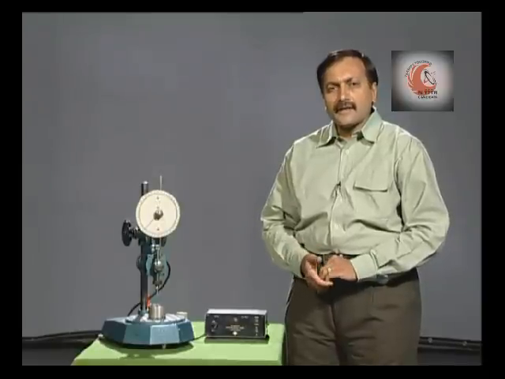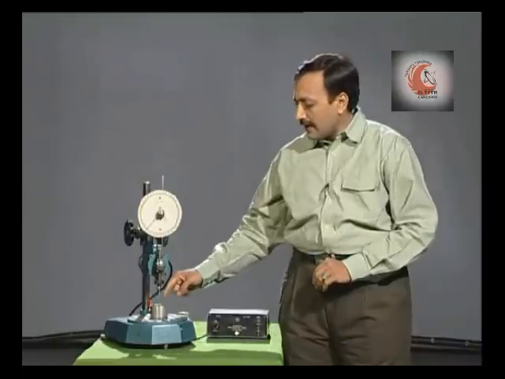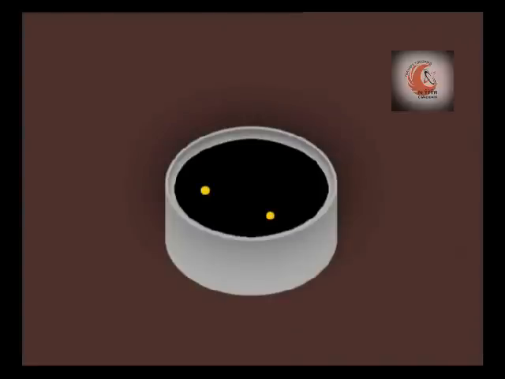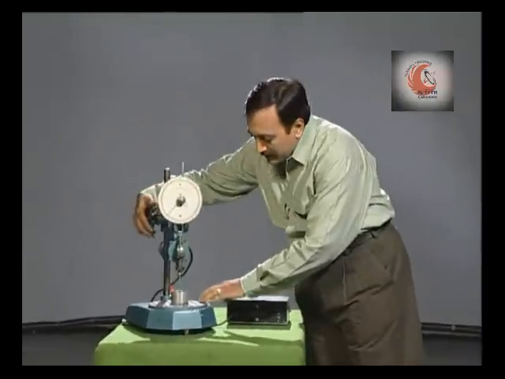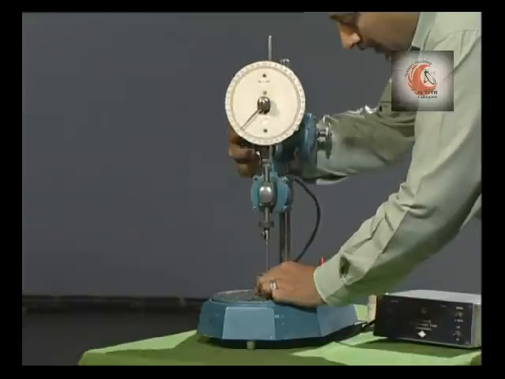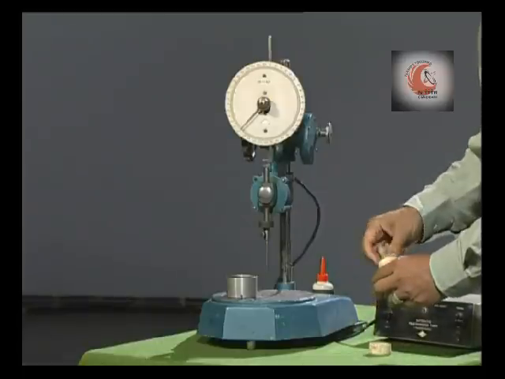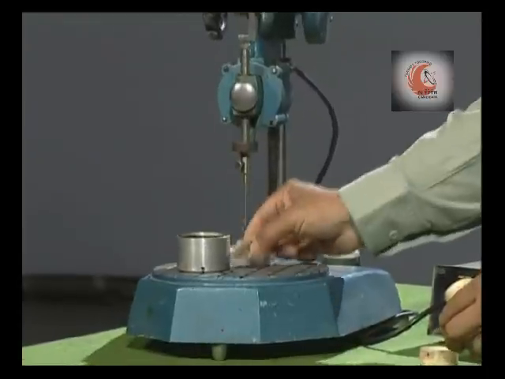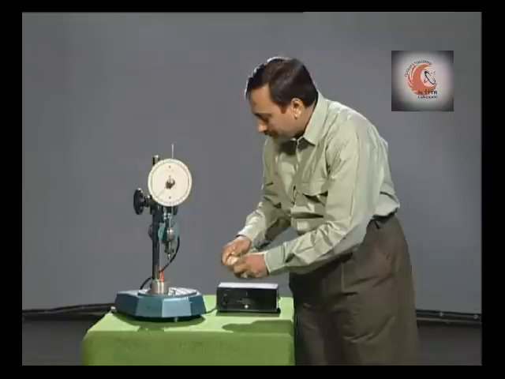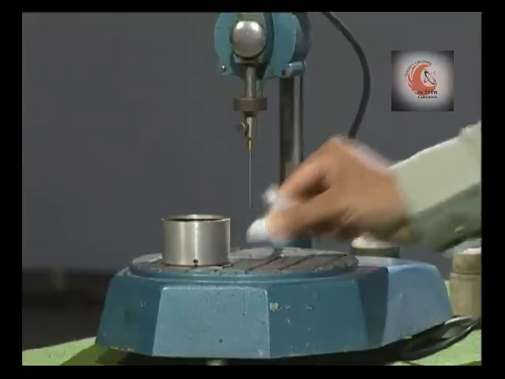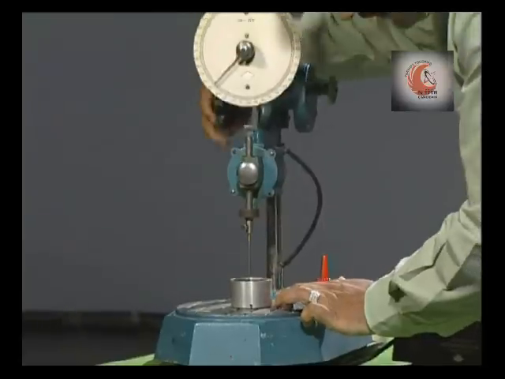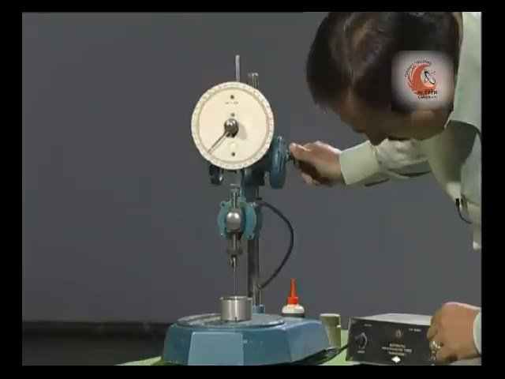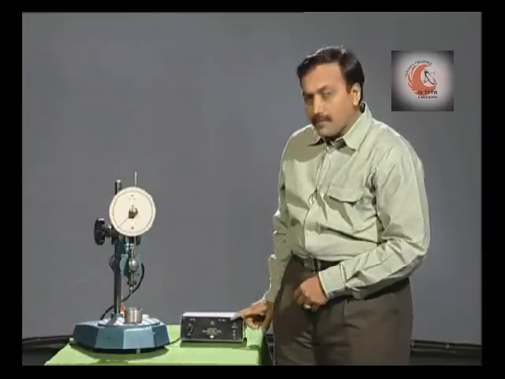For each sample, we must conduct at least 3 tests at different locations in such a way that every point is at least 10 millimeter away from the previous point and also 10 millimeter inside the boundary of the container. So now we take the needle out and clean it again with benzene, make it dry, note down the initial reading and repeat the test.